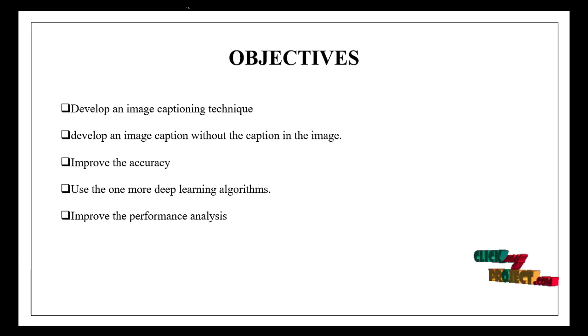These are our objectives: an image captioning technique without captions in the images, and improved accuracy. Deep learning algorithms are mainly used for the image captioning and to improve the performance analysis.